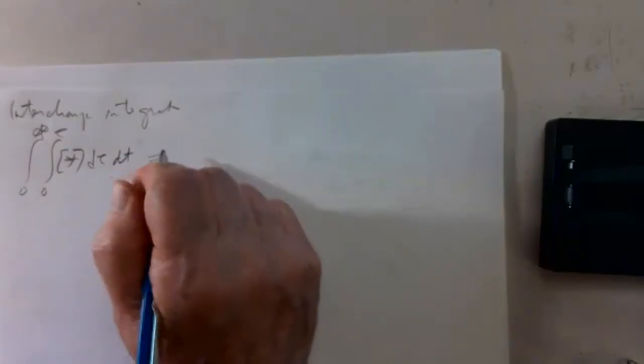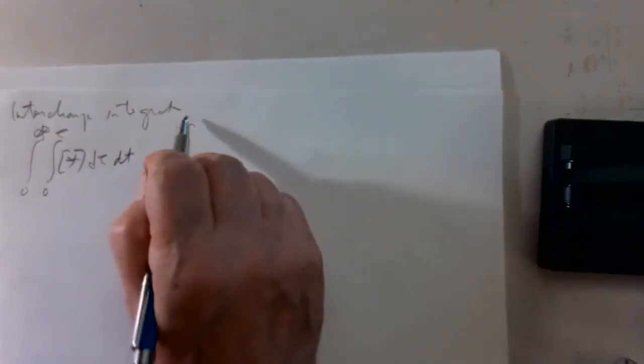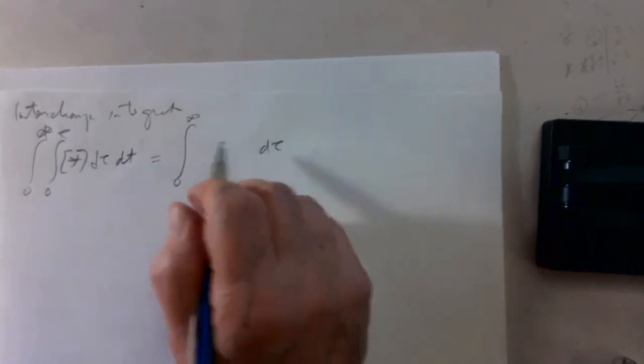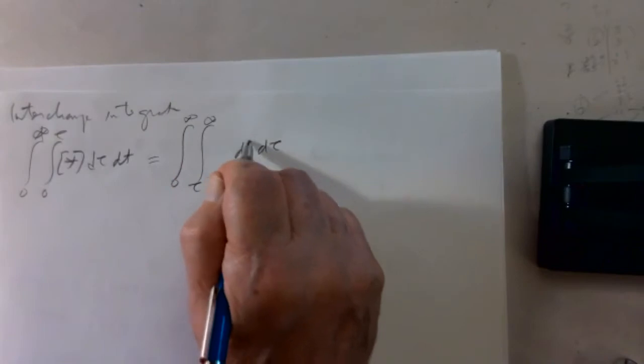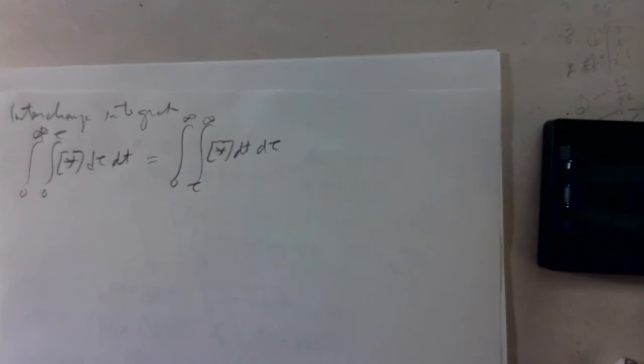So the integral from 0 to infinity with respect to t, the integral from 0 to t with respect to tau of whatever you're integrating is the same as the integral from 0 to infinity with respect to tau times the integral from tau to infinity with respect to t, that same thing you're integrating. That's the interchange.